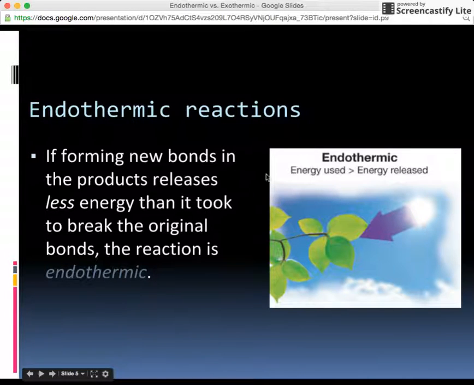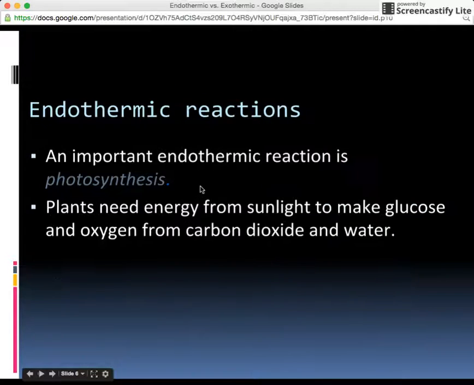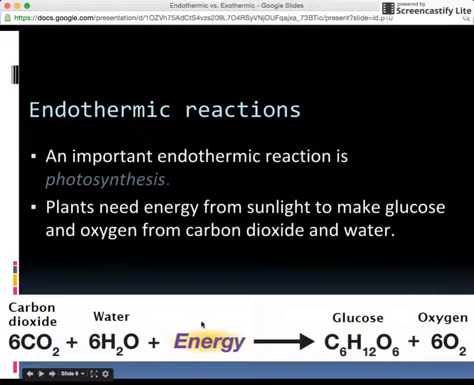On the other side of that, we have endothermic reactions. So if we think about those prefixes, thermic still means heat, and endo means in. So this is where heat is going into the reaction. This is where you see the energy used being greater than the energy released, or on the other side, the energy released is less than the energy used. So this is where things get cold. Some examples of endothermic reactions are photosynthesis, where you have energy coming into the reaction to form these new bonds. And when that energy comes in, that means it feels cold.